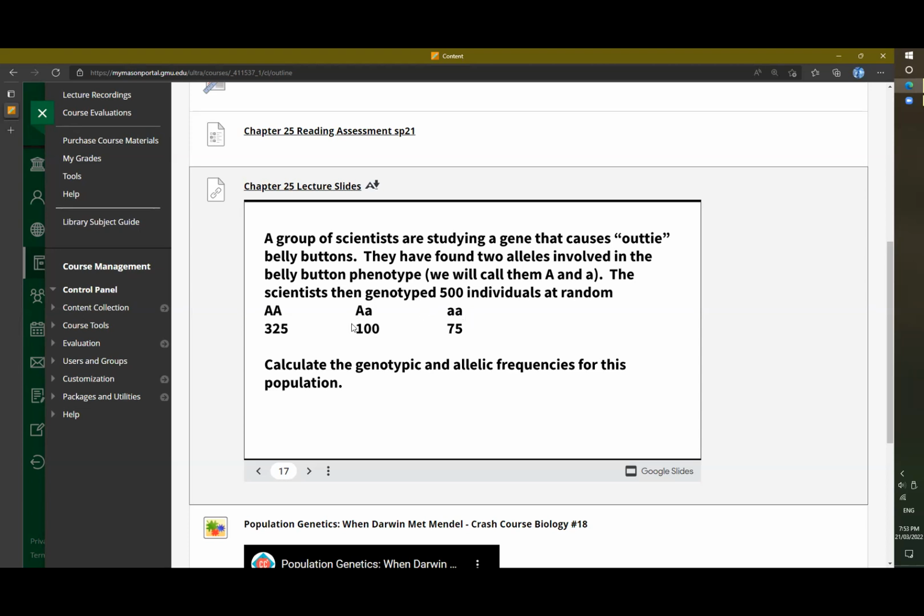So the frequency of capital A is going to be 2 times 325 plus 1 times 100 plus 0 times 75, divided by the total number of alleles in this population. Because remember, allele frequency is the frequency of a specific allele, or how often we see a specific allele, out of all of the alleles that exist in this population.